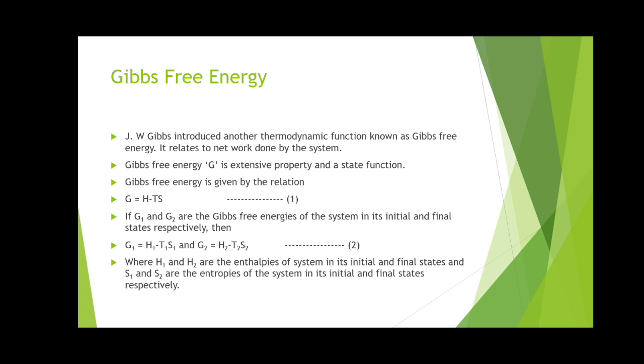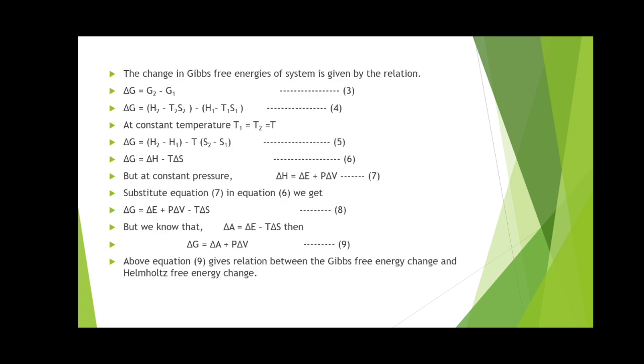Here H1 and H2 are enthalpies of that system in initial and final state, and S1 and S2 are entropies of the same system in initial and final state respectively. Then change in free energy of the system is given by the relation delta G is equal to G2 minus G1, that means final state minus initial state. So delta G is equal to, you just put the values of G2 and G1, H2 minus T2 S2 in bracket, minus, again H1 minus T1 S1 bracket complete.